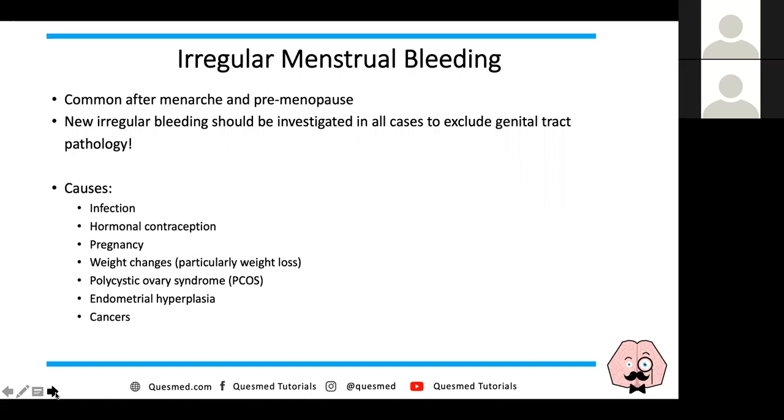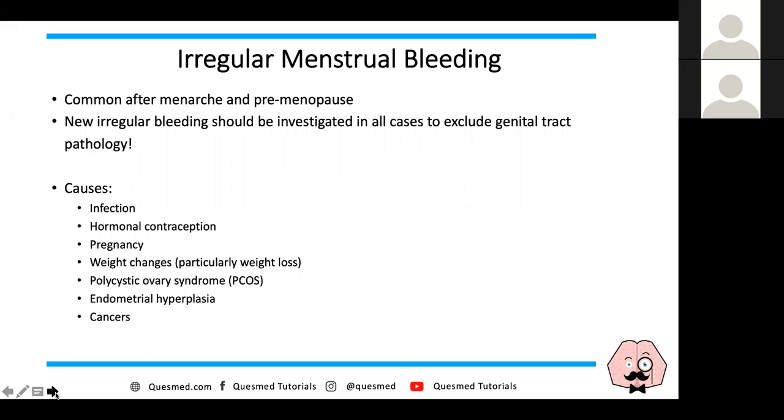However, new irregular bleeding in someone that's been having regular periods should always be investigated, and that is to exclude things like cancers. So causes of irregular bleeding, infection, if they're taking hormonal contraception, particularly progesterone-only contraception, that's known for causing irregular bleeding. Pregnancy, people can bleed throughout pregnancy and not know that they're pregnant for many months. Weight changes can cause irregular bleeding, particularly weight loss. So you can quite often see irregular bleeding in a lady that's lost a lot of weight recently or has upped her exercise a lot recently.